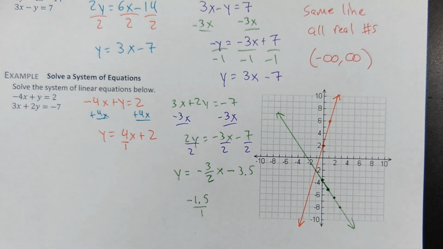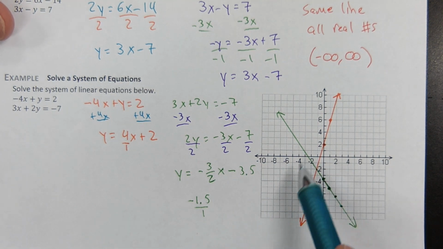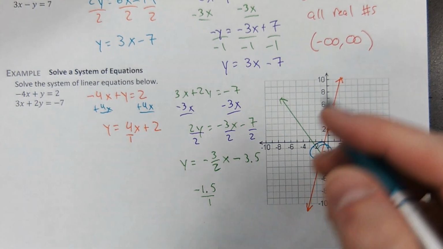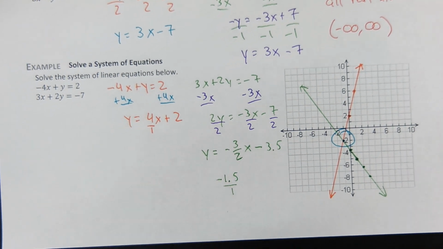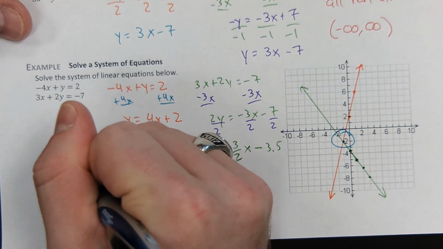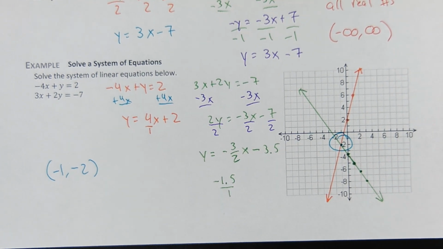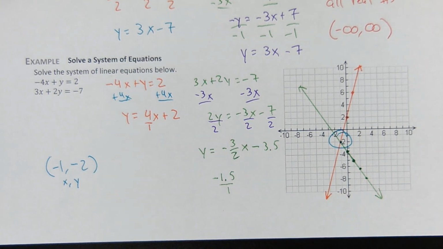And what I'm noticing is a really pretty, what color did I not use? I used a little bit of blue, but I don't want to use red on here because it looks like orange. Look at that. I see a perfect intersection happening right there at negative 1 comma negative 2. That is not an interval. That is an XY pair. If you need to remind yourself, just write X comma Y.